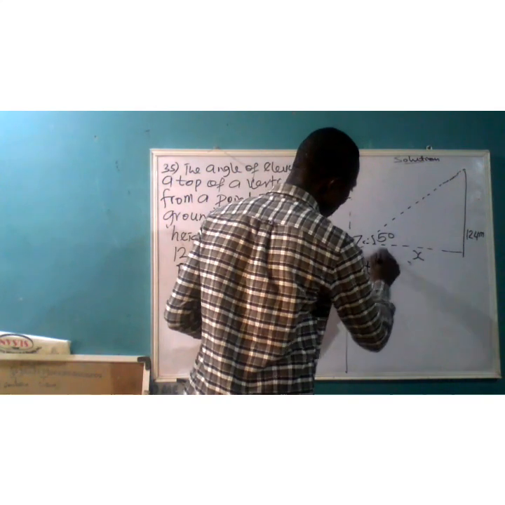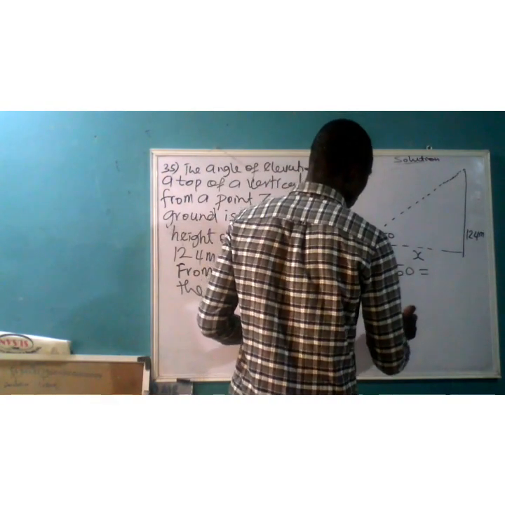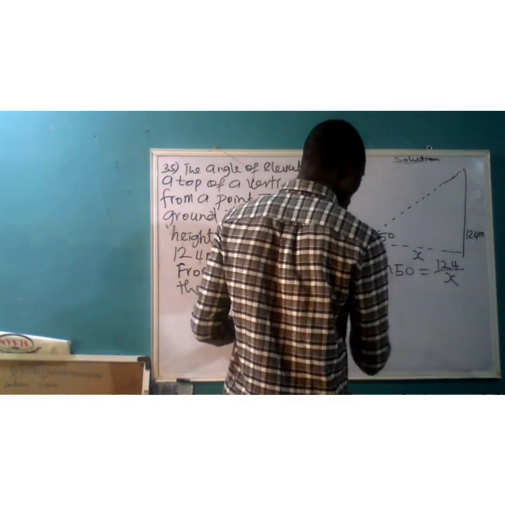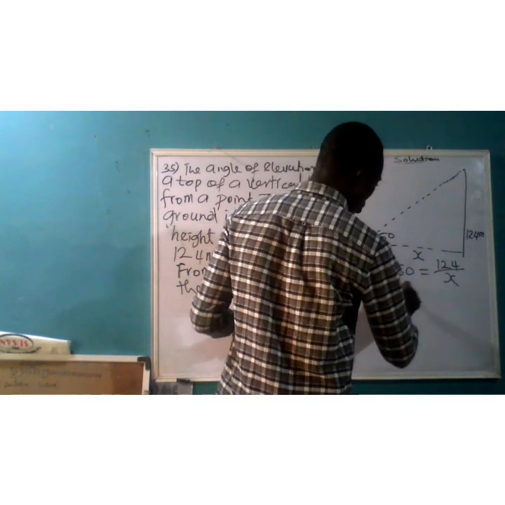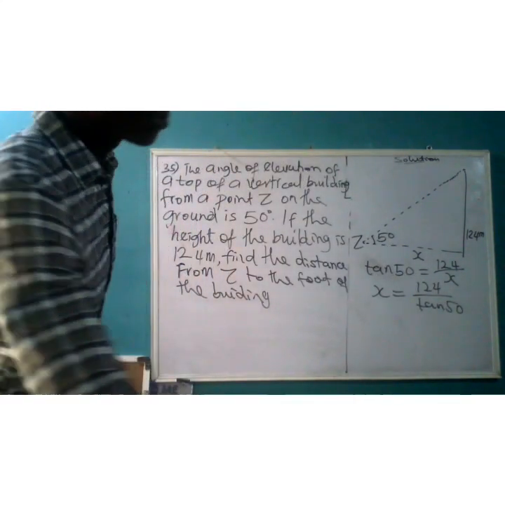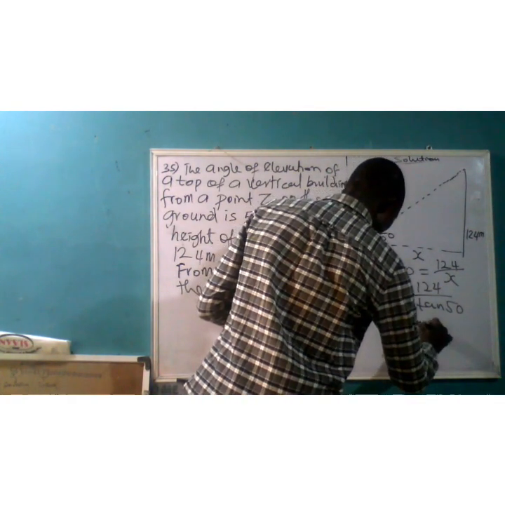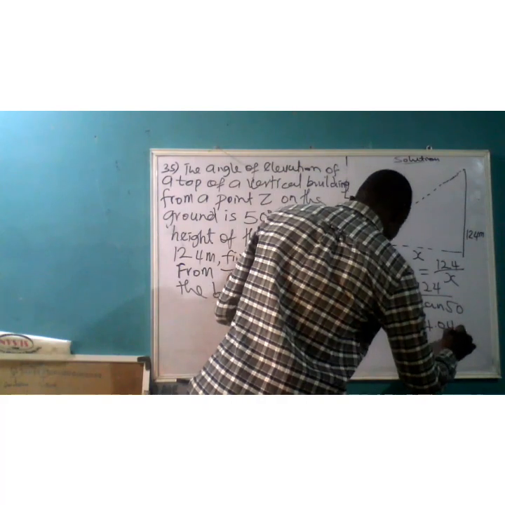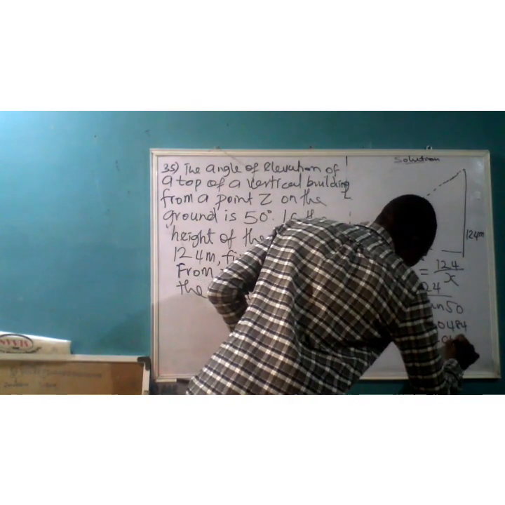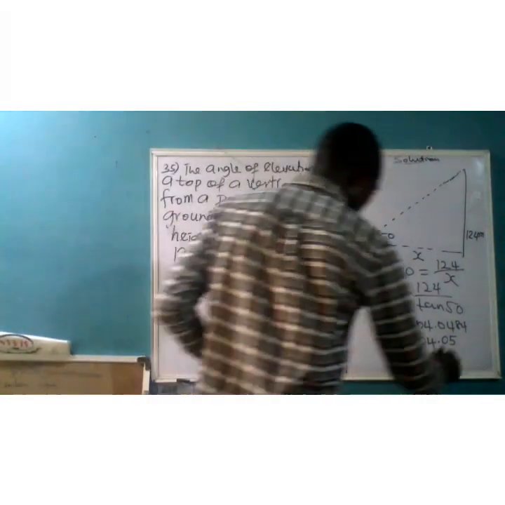So by taking the tan of this angle of elevation, that's tan 50, which is equal to opposite over adjacent. Our opposite here is 124 all over x. So if you cross multiply, you have x equal to 124 all over tan 50. So you go and press the calculator. That gives us x equal to 104.045, which is 104.05 by approximating this, right? Which is option A. Option A is the correct option.